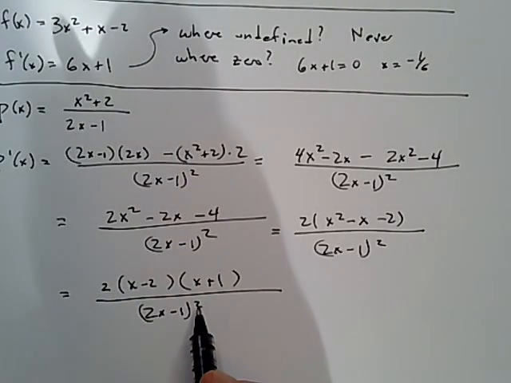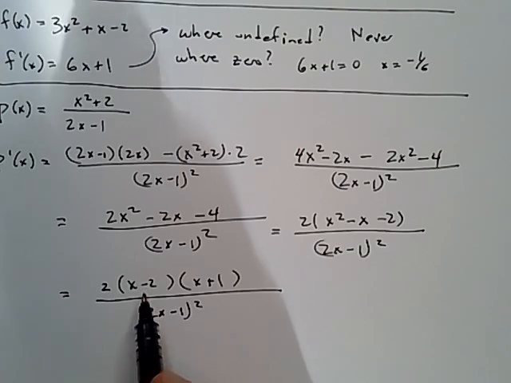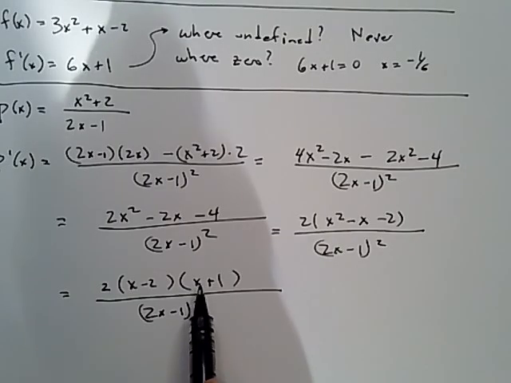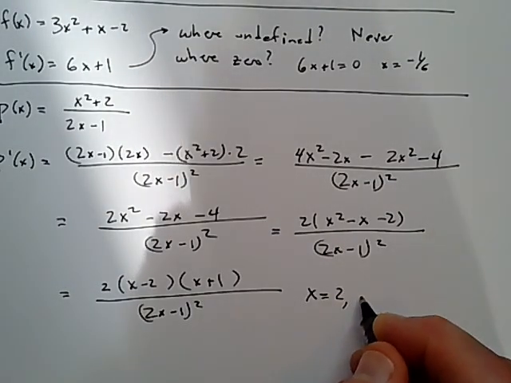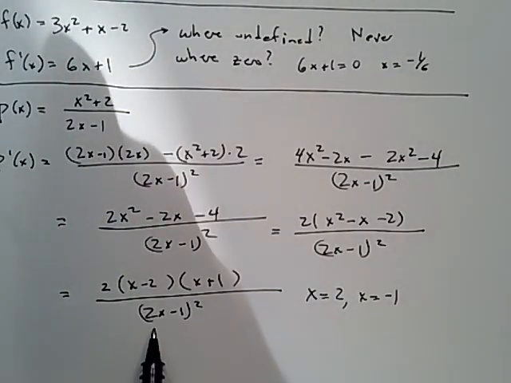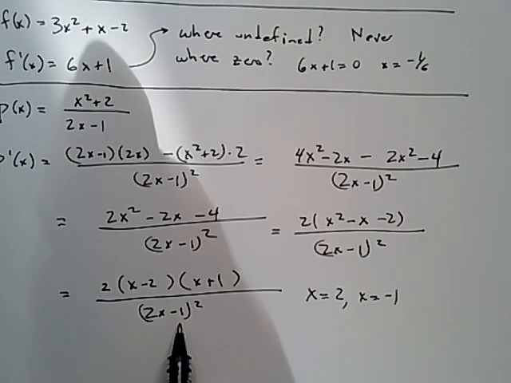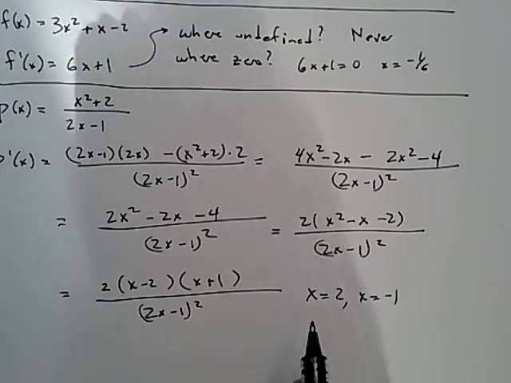Okay, so we're looking at stationary numbers, that is to say critical numbers where the derivative is 0: at x equals 2 and x equals minus 1. And also where 2x minus 1 equals 0. Those are the critical numbers where the derivative is undefined. So 2x equals 1, so x equals 1/2.